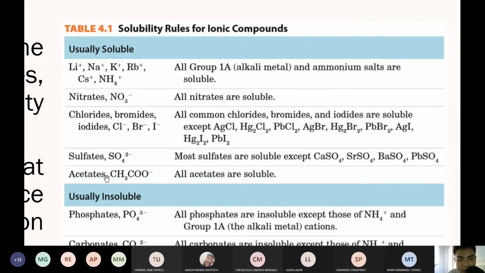Next one, sulfates. So, sabi dito, most sulfates are soluble except calcium, strontium, barium, and lead. Okay? Ibig sabihin, if hindi ito yung partner ng sulfate, soluble siya. But, if the partner of your sulfate are the calcium, strontium, barium, and lead ions, okay, kapag yan yung partner niya, precipitate yan. Okay? And then lastly, we have the acetate. All acetates are soluble. So, regardless of whatever their cation is, they will always be soluble. Okay? So, yun yung first part ng table natin, usually soluble. Ibig sabihin, kapag sinabing except, precipitate sila.